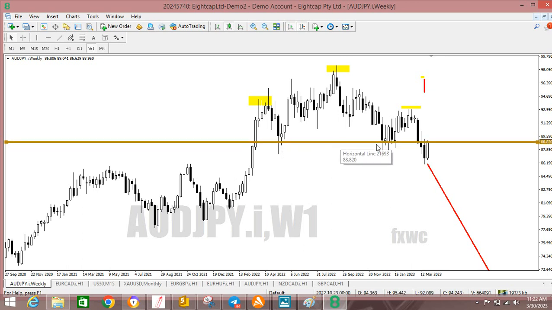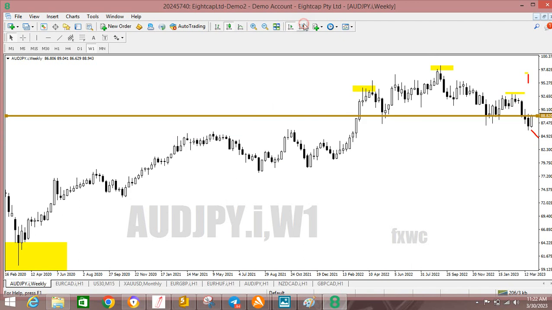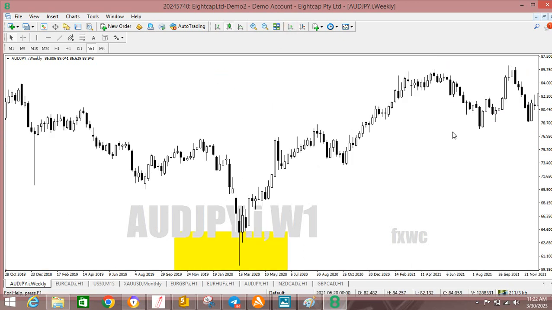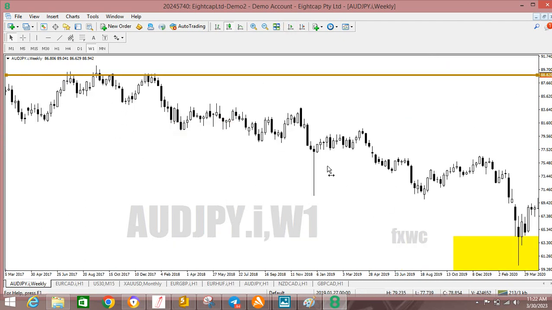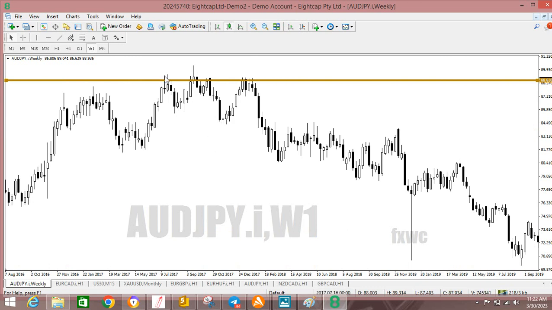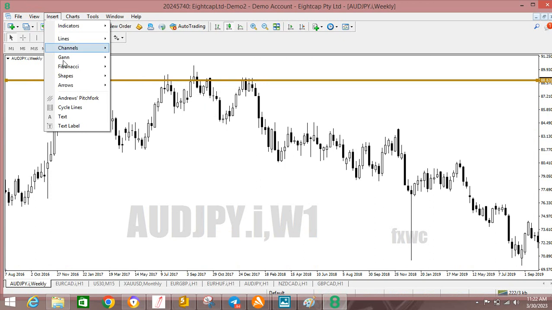You see rejection, a head and shoulder, né? So if you just go on your left hand side to see the previous rejection, showing that this level is very important, né? You see, there you have it. You see, rejection. Look at the spikes, né? Look at the spikes. Look at the spike.